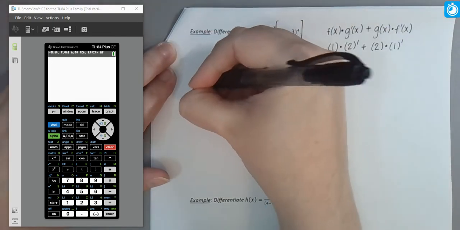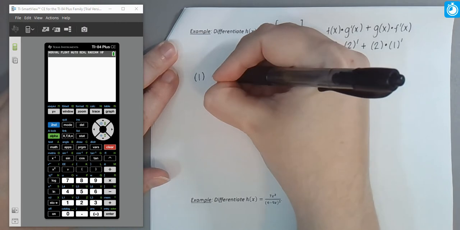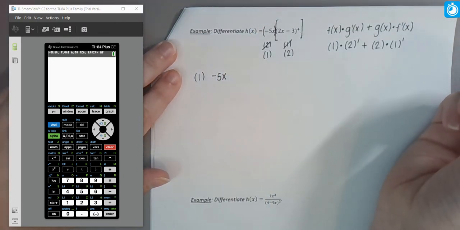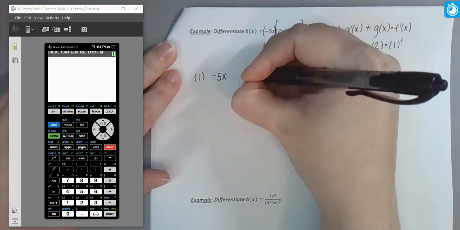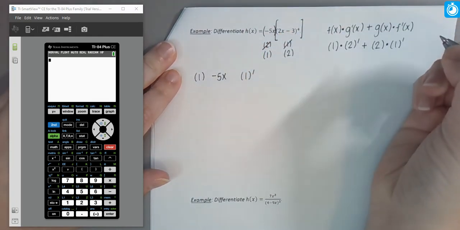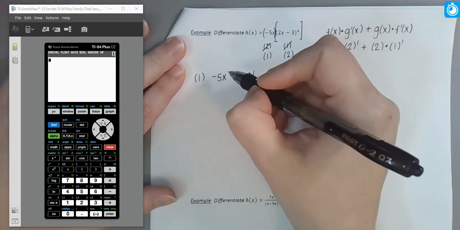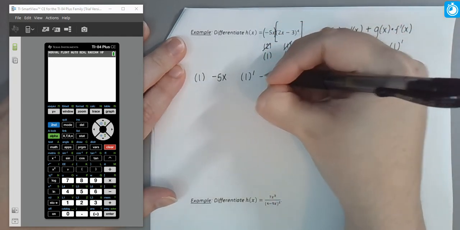So let's start with function 1. Function 1 is pretty simple. So negative 5x. Okay, well, if we want to take its derivative, we don't have to use the chain rule there. That one's pretty quick. So 1, and then take its derivative. Well, negative 5 times x. We have an exponent of 1, bring it down, the x goes away. So that's going to be negative 5.